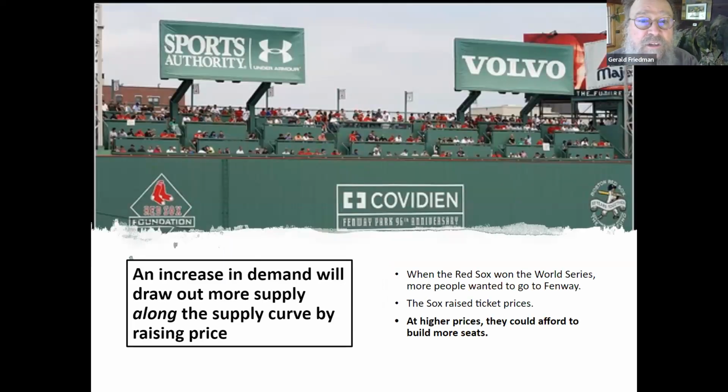Red Sox win the World Series. Everybody wants to go. People are willing to pay more for tickets. They build more new seats. These were expensive seats. They didn't build them before because they couldn't sell them at a high enough price. But when demand goes up, you move up your supply curve. Isn't it great? Economics can actually be useful and interesting to understand what people are doing. If you can charge higher prices, then you start looking, well, where can we put some more seats?